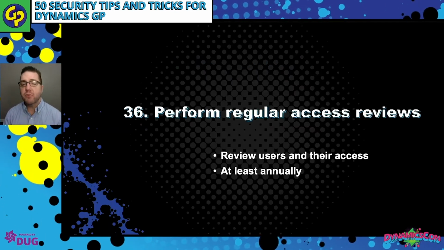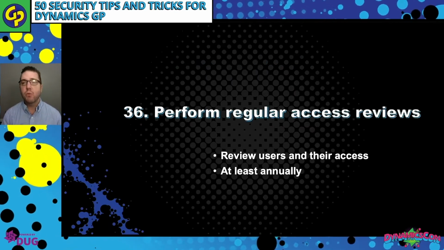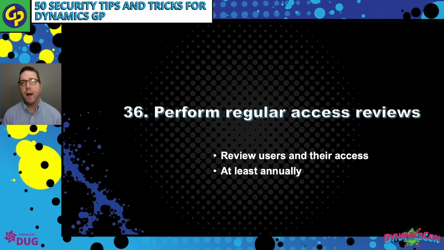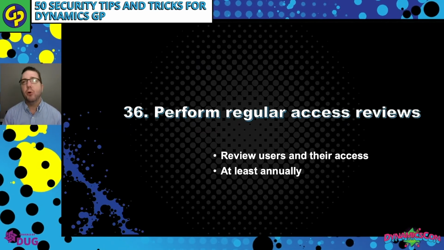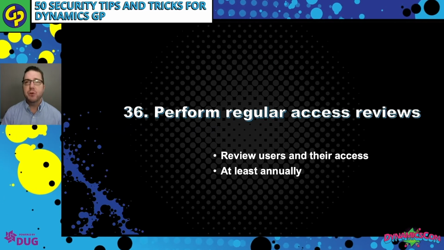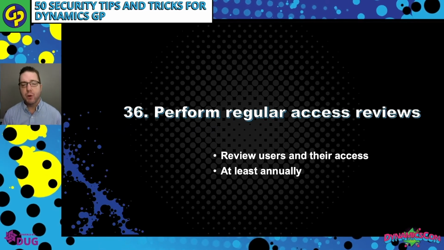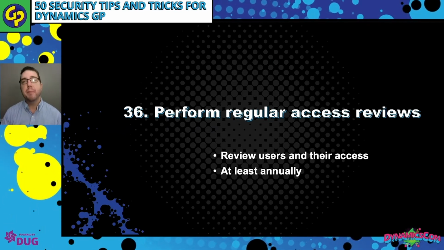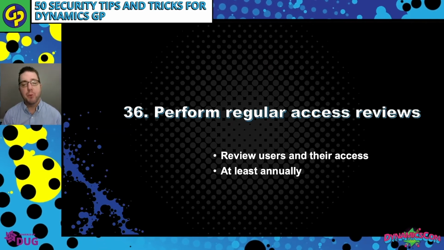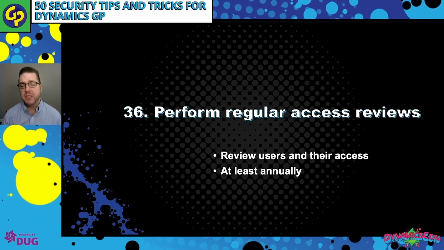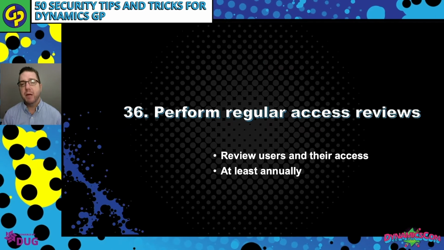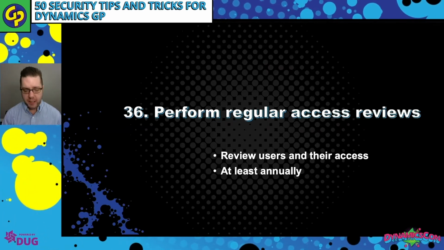For 36, perform regular access reviews. This is a really common requirement for organizations. You're going to pull your security out of GP and folks are going to review that they have the appropriate roles. In some cases, you may pull your roles and review that they have the appropriate tasks and security objects. Most organizations, there's a minimum requirement to do this annually.